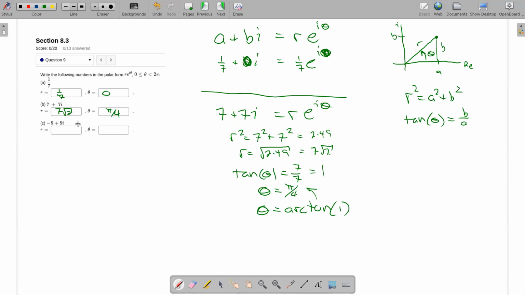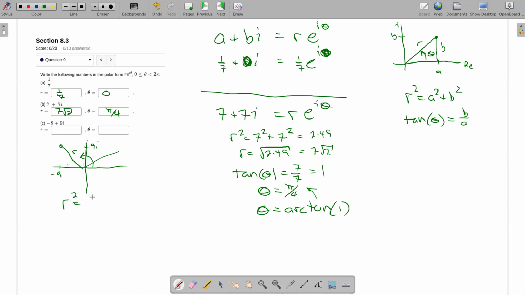-9 plus 9i. So that one I'm going to draw too, just for fun. So -9 would be over here for x. 9i would be over here for the imaginary part. So I want this point right here. And I want to know what's the radius of that point and what's the angle. Well, if this is 1 pi over 4, that's 2 pi over 4. That angle should be 3 pi over 4. Okay, so I can kind of see that in the picture. We'll calculate just to make sure.